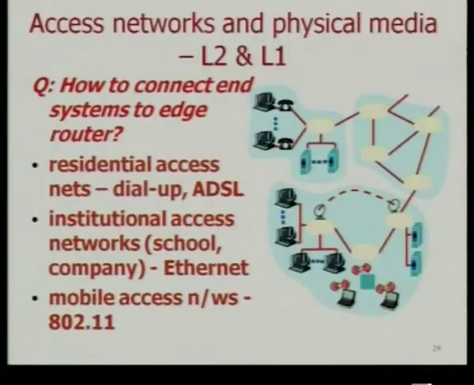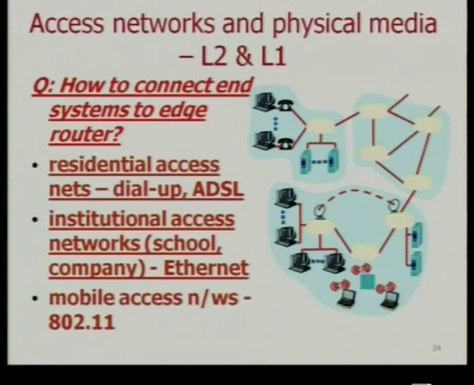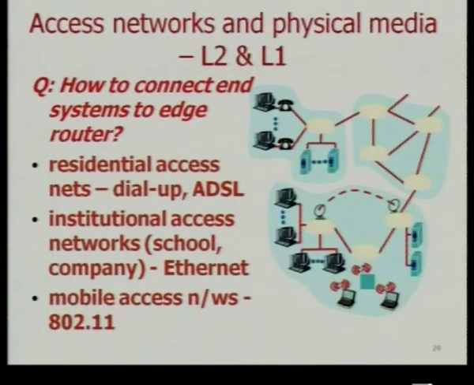Okay. So next we need to look at the last two layers, layer 1 and layer 2, which constitute your access networks and the physical media. So what do we have to deal with over here? How to connect end systems to the edge router. That is the job of this layer. Here we have different things like residential access networks, institutional access networks, and then mobile access networks. For residential access networks, you have technologies like dial-up modem, ADSL, and so on. For institutional access networks, we talk about access networks used by schools, companies, and so on. Typically, it is the Ethernet kind of access network that they use. Other than this, of course, we also now have the mobile access networks. 802.11 is one of the common protocols used on these networks.